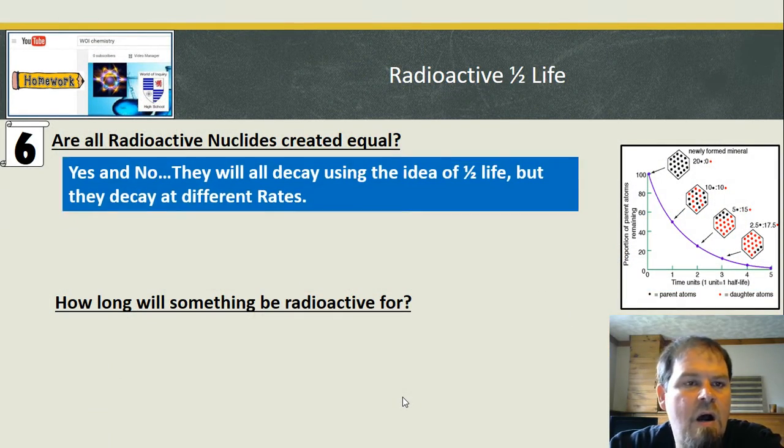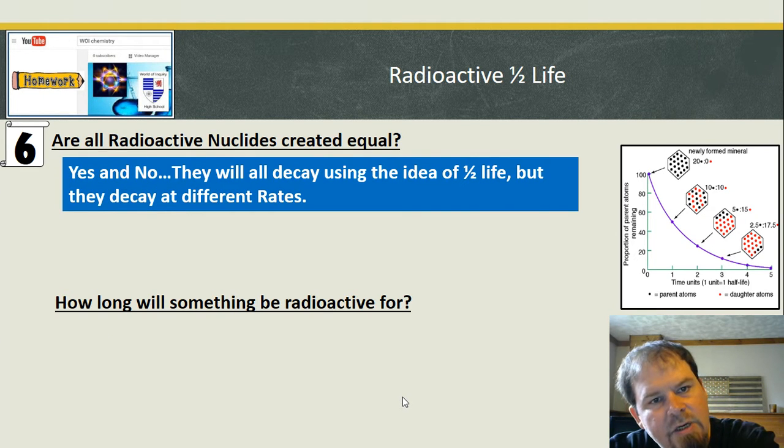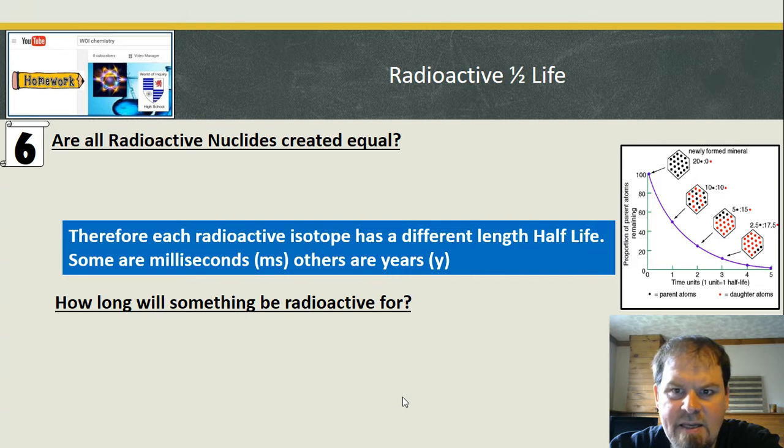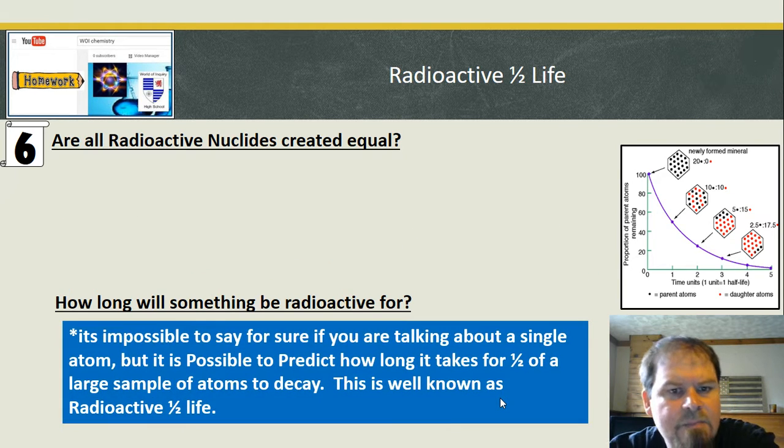So, are all radioactive nuclides created equal? Yes and no. They will all decay because they're radioactive nuclides using the idea of half-life, but their half-lives will be different. And there's a big old reference table, I think it's N, that tells us what they all are. And therefore, each radioactive isotope has a different length of half-life. Some will actually be in milliseconds, others will be in straight years. Some of them in thousands of years, which would be carbon-14. I think it's 5,700 something, right?